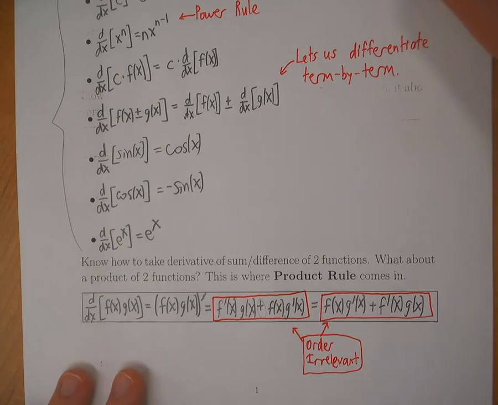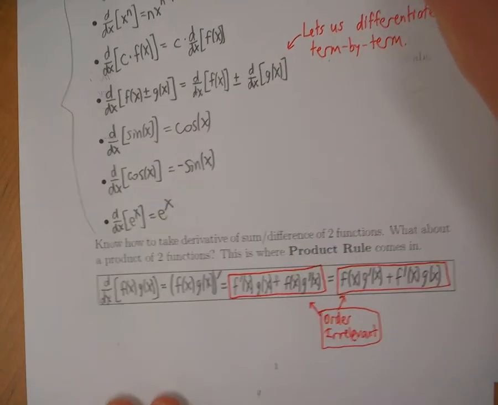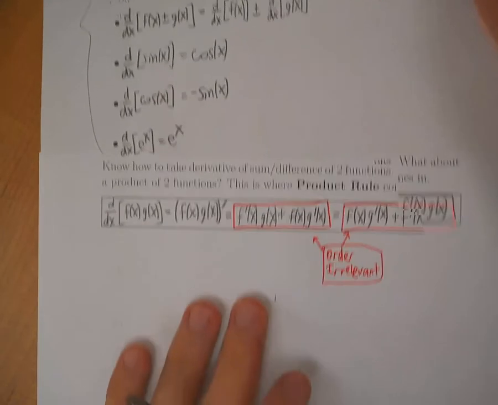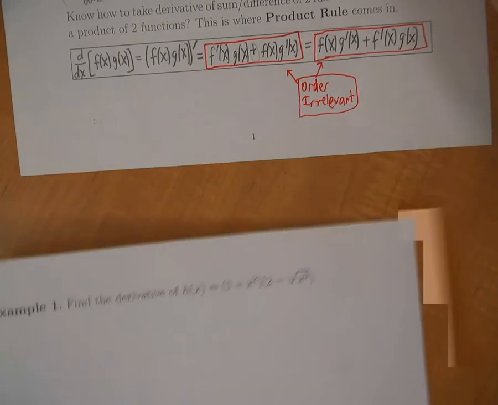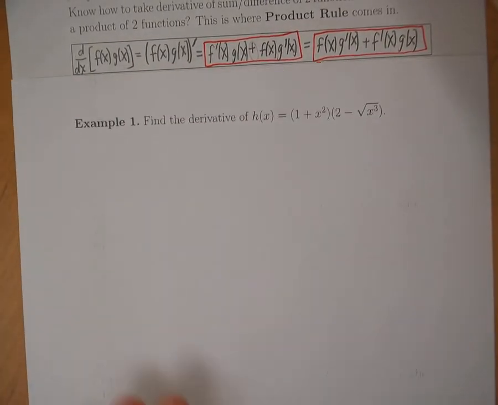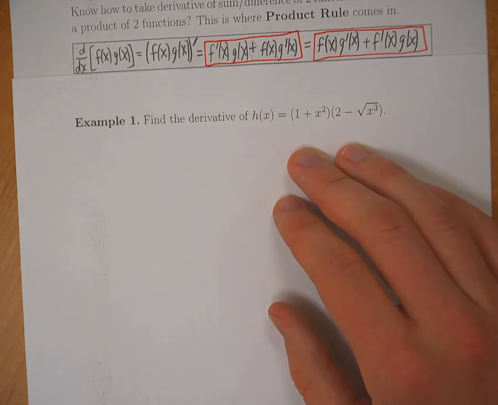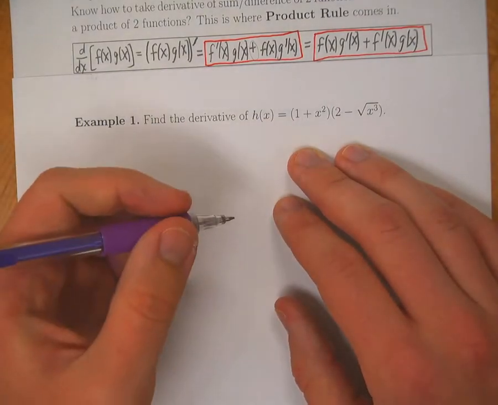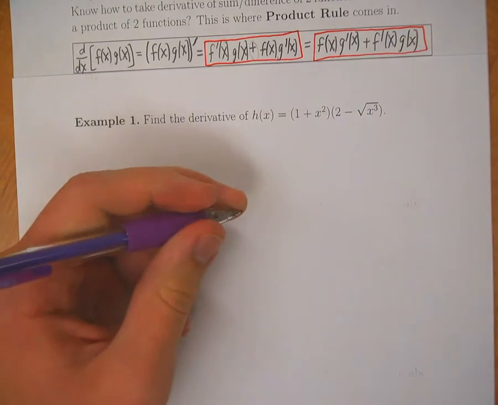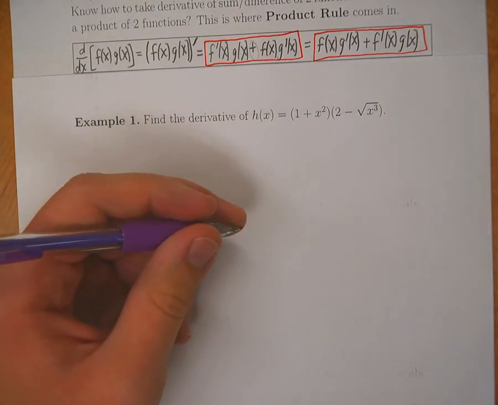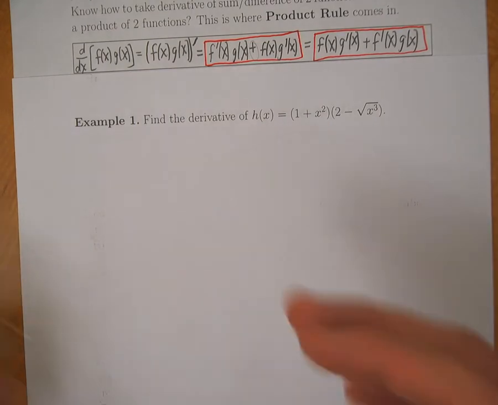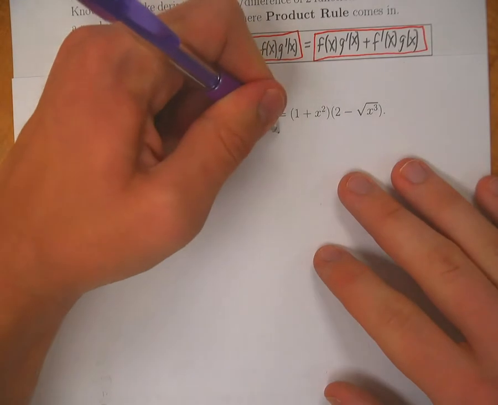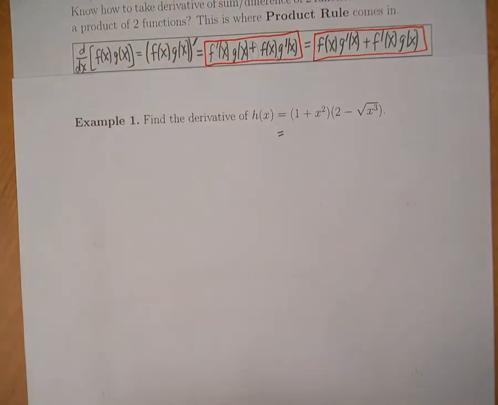Okay. So let's go ahead and apply this to a specific example here. Example 2. It says we have to find the derivative of h of x equals 1 plus x squared times 2 minus x cubed. The nice thing is there's a couple of ways we can attack this. But before we get into that, let's rewrite our function so it's a little easier to work with in terms of finding derivatives.